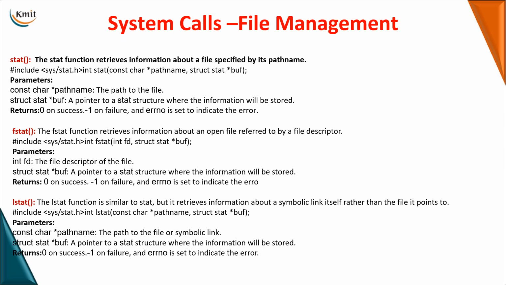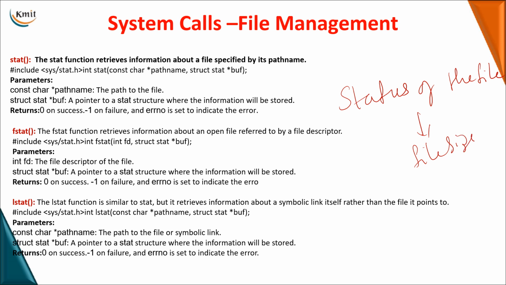Now, we want to know the different types of status information. When I go for the status of a file, what are the different types of status information you want from the file? It is nothing but related to the file size, who is the owner of the file, and what permission is given to that particular file. So the attributes or the metadata related to a particular file will be stored in the status information.